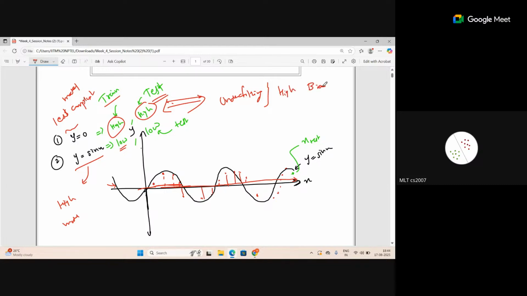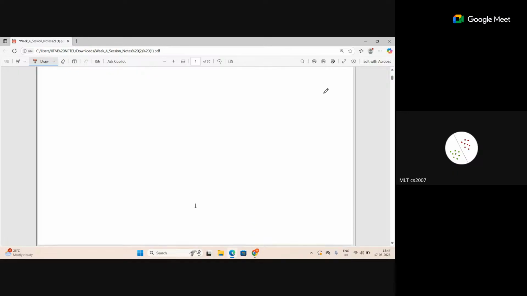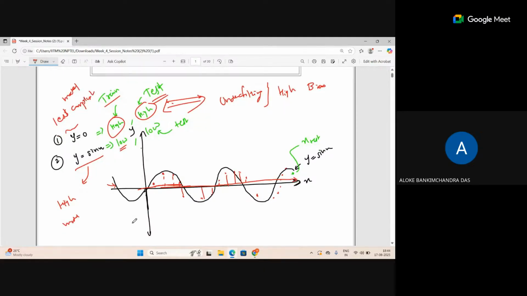Okay, so what are the criteria for underfitting and overfitting? I'll write it down. So overfitting is... Can you slightly go up on the slide? Yeah, yeah.